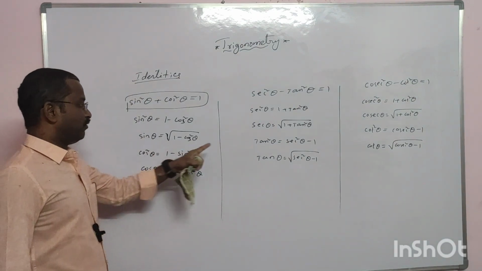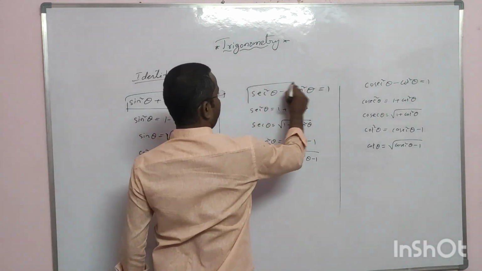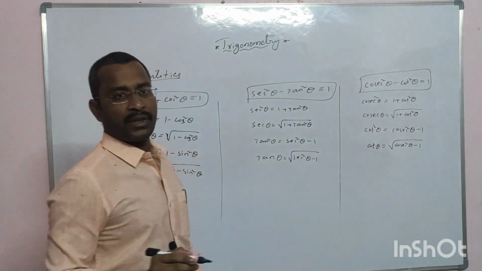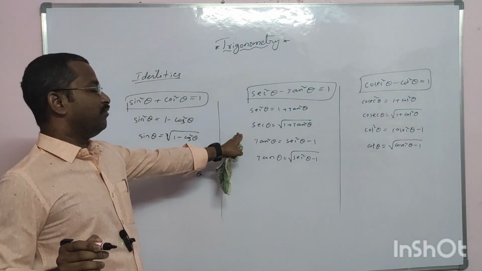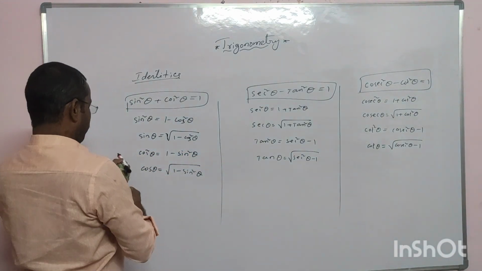Each identity has 4 forms, and the main identities are 3. These are the main identities. Their application will be used according to the question, not exactly fixed. See, take the question.